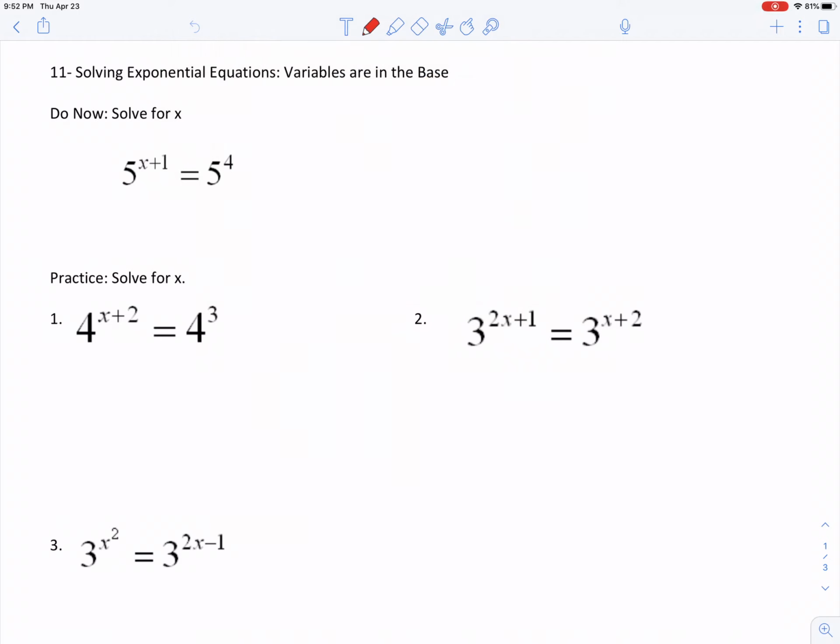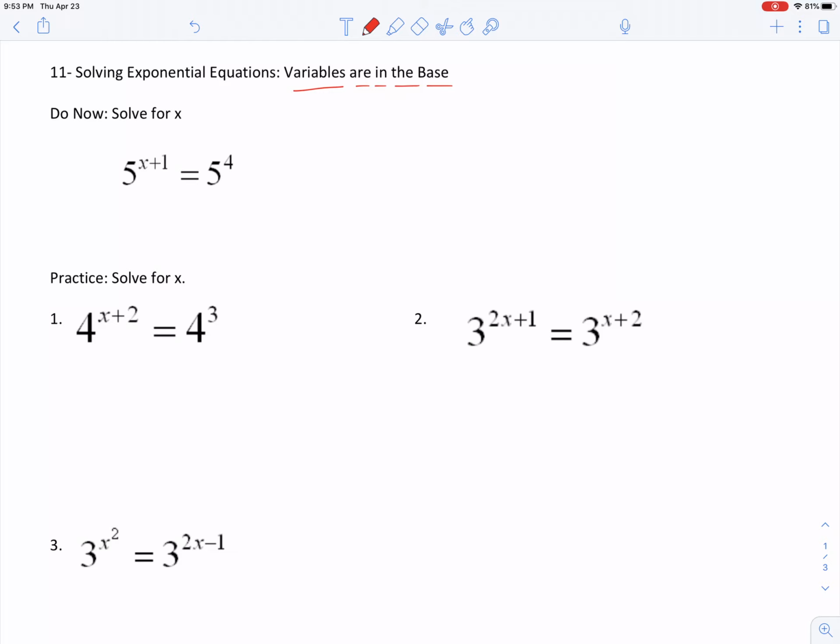Okay, so now we're going to be solving exponential equations, but now the variables are in the exponent. That's when it's called an exponential equation. The ones that you did yesterday and you did very well with were power equations. That's when the base has the variable. Now the variable is in the exponent.